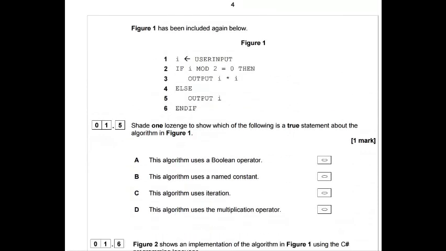And then the last one, 1.5: shade one lozenge to show which of the following is true about the algorithm. Process of elimination. The algorithm doesn't have iteration, it hasn't got a named constant in this case, and it doesn't have a Boolean operator. So it's going to have a multiplication operator instead as one of the arithmetic operators.